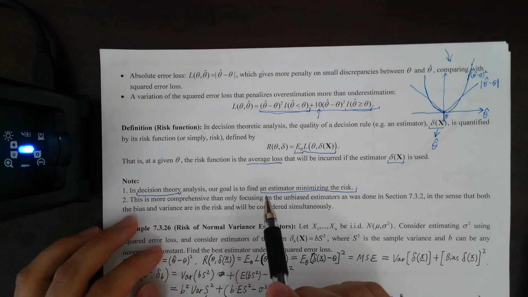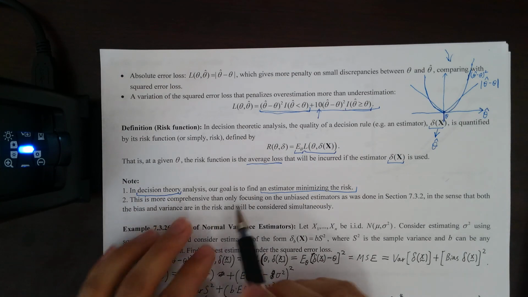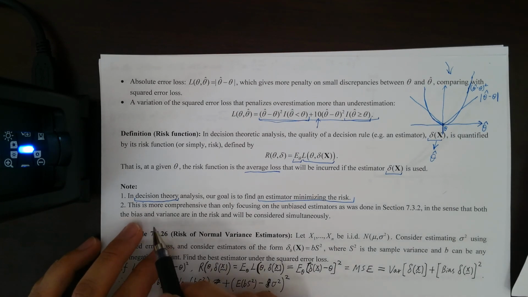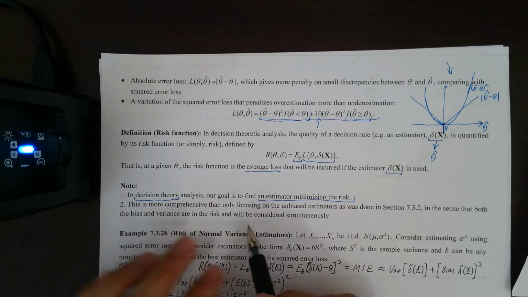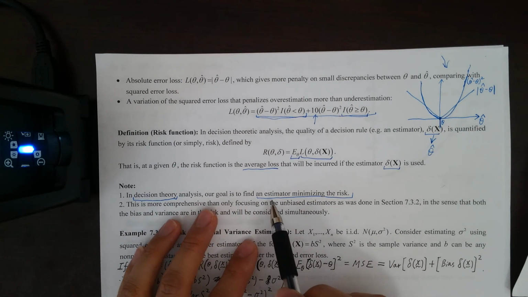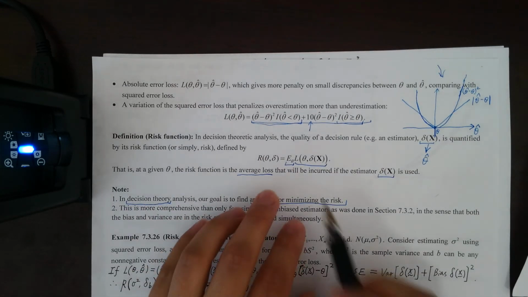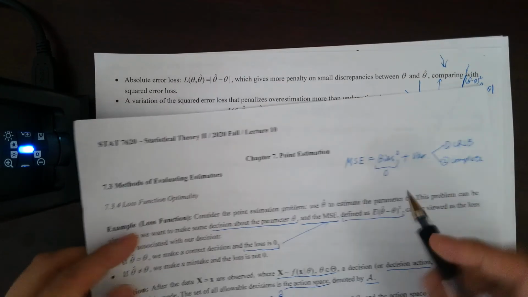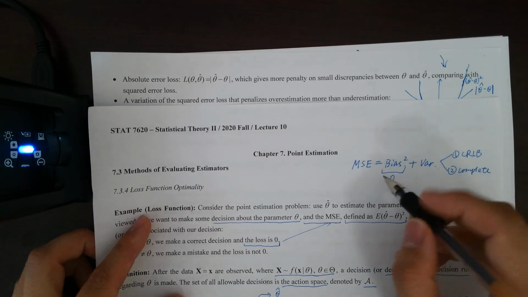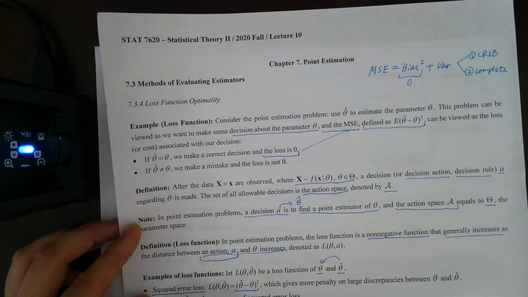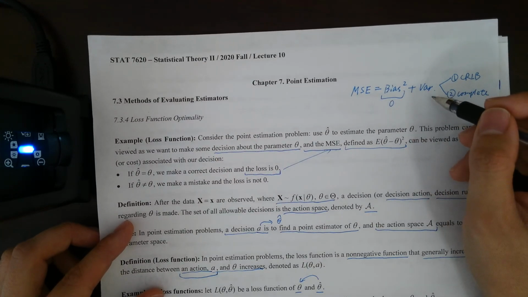As we have seen, this goal is more comprehensive than only focusing on the unbiased estimators we discussed before, in the sense that we are considering both the bias and the variance in the risk simultaneously. So we want to find an estimator that minimizes the risk, the average loss, and the loss has incorporated both the bias and the variance. For example, the MSE, which we will see soon, is actually the risk under the squared loss function. So it considers both the bias and the variance.